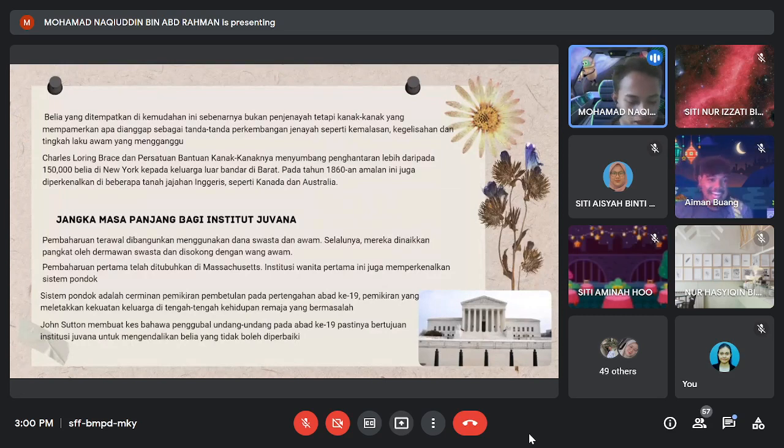Massachusetts. This first female institution also introduced the cottage system.